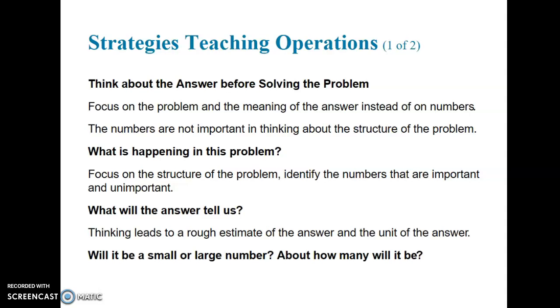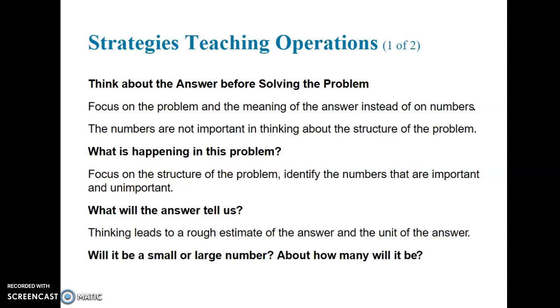Students who struggle with solving word problems need to spend adequate time thinking about the problem and imagining the situation. Students should spend time talking about and later thinking about what the answer might look like. What is happening in this problem? Some trucks are bringing dirt to fill up holes. What will the answer tell us? It will give us how many tons of dirt we need to fill the hole.